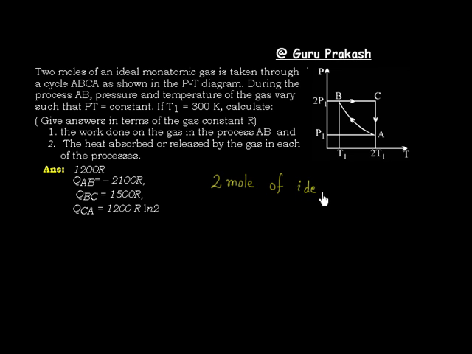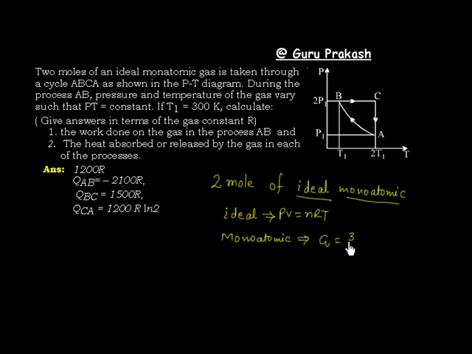Ideal means I can apply PV equals nRT. Monatomic, what is the meaning of monatomic? You remember. If I know this gas is ideal, I can apply PV equals nRT. That is given to you. The gas is monatomic, so if I need it somewhere in the question, I can apply Cv equals 3 by 2 R. Are you getting it? This is for monatomic.